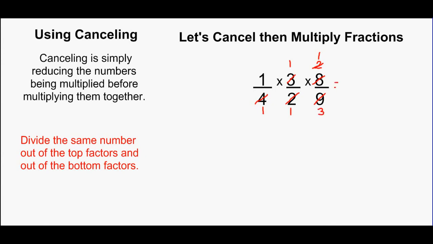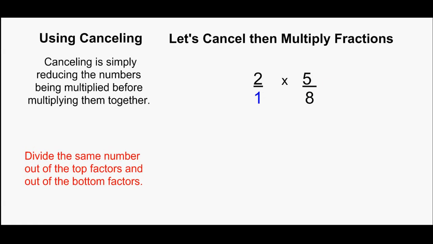Now we'll just multiply across the top. 1 times 1 times 1 is 1. And multiply across the bottom. 1 times 1 times 3 is 3. Our answer is 1/3.